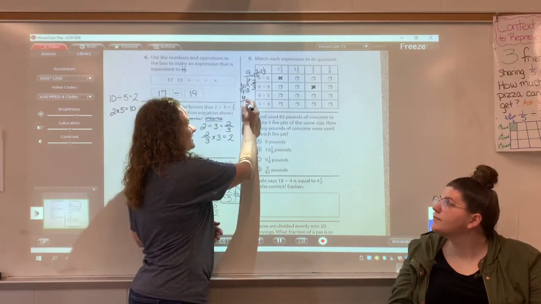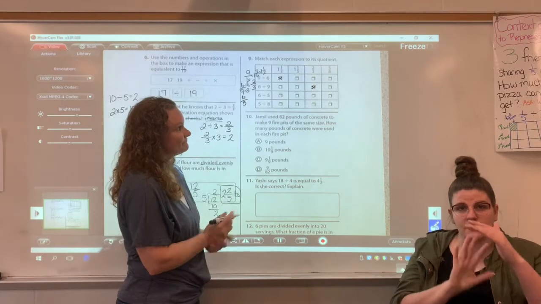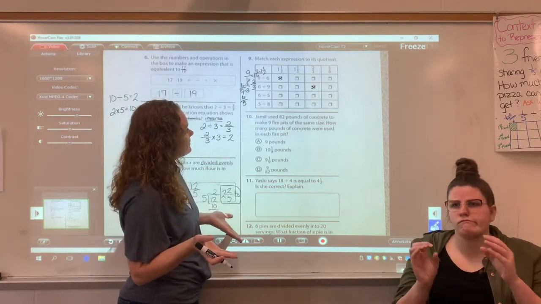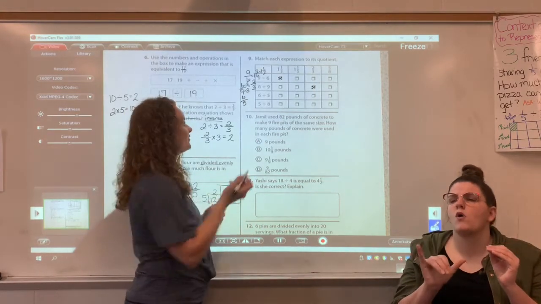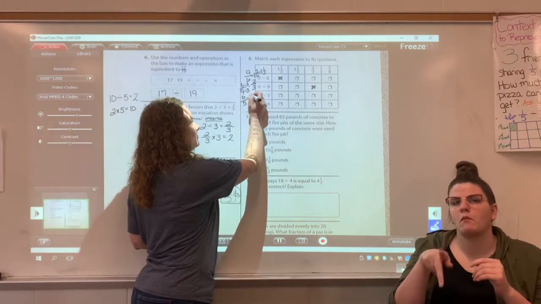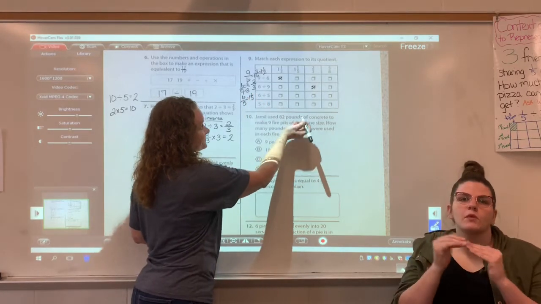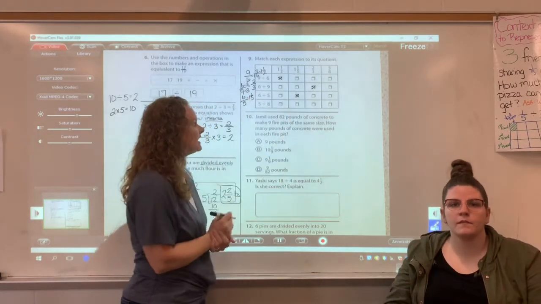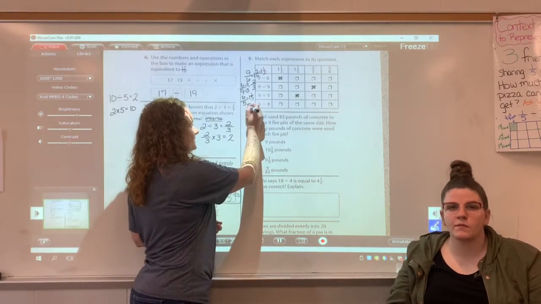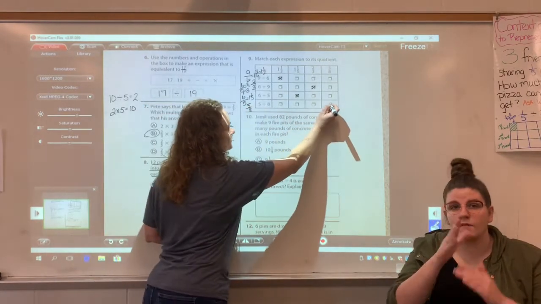6 divided by 5. Oh, this is an improper fraction, so this would equal 1 1/5. And this one is 5 divided by 8.